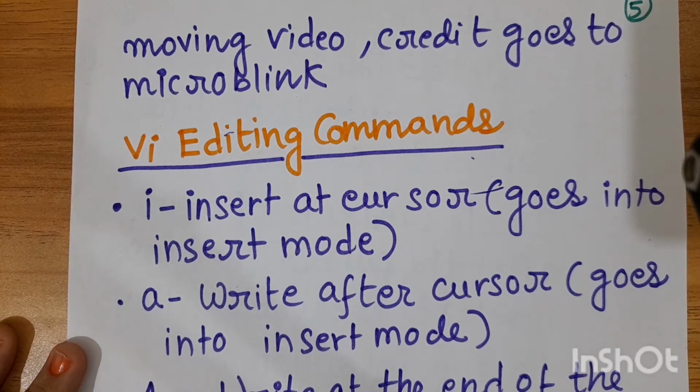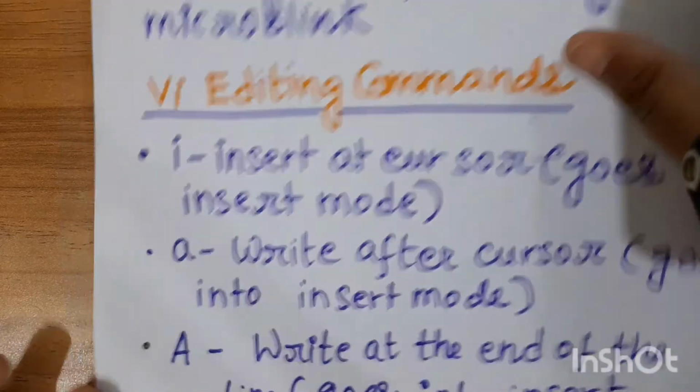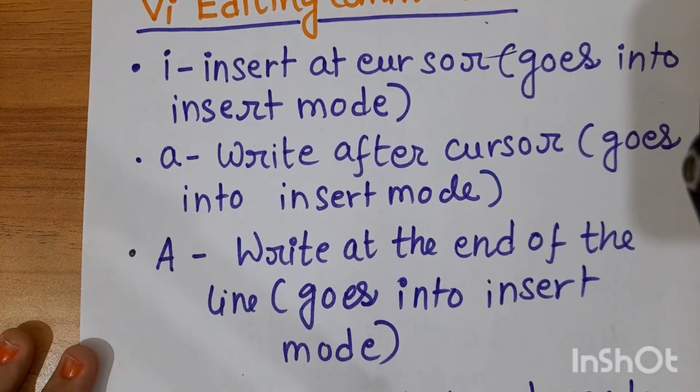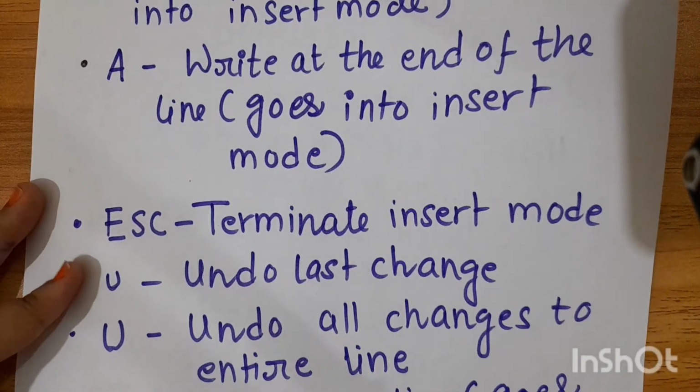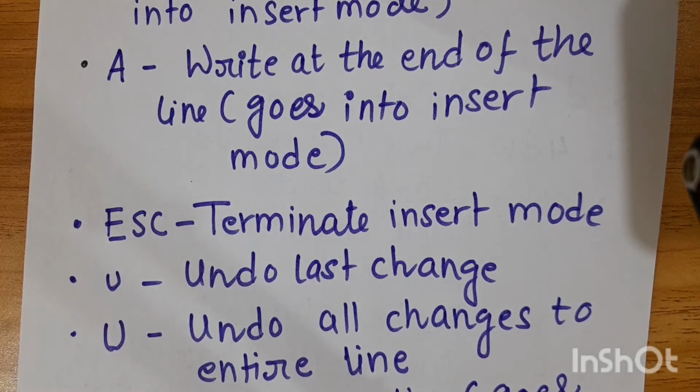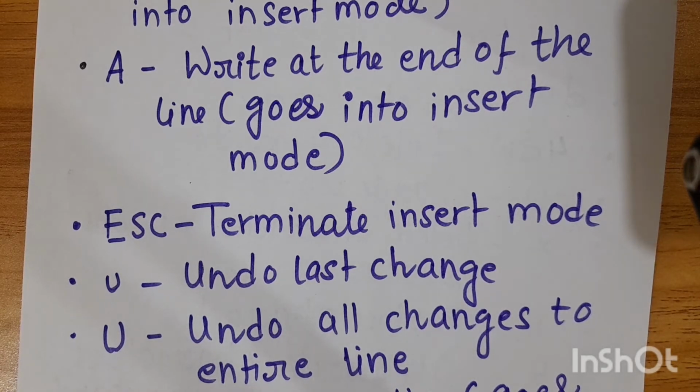Small a: here also it is in insert mode only, right after the cursor. Where the cursor is located, after that it will keep on writing. Capital A: write at the end of the line. This is also in insert mode. If a line already exists and the cursor is at the beginning of the line, it will go to the end of the line and start writing. ESC is to escape the insert mode; that is, we terminate the insert mode and move to the command mode.